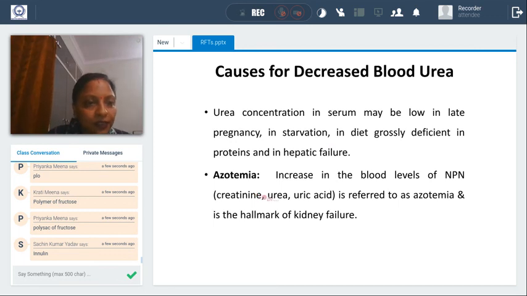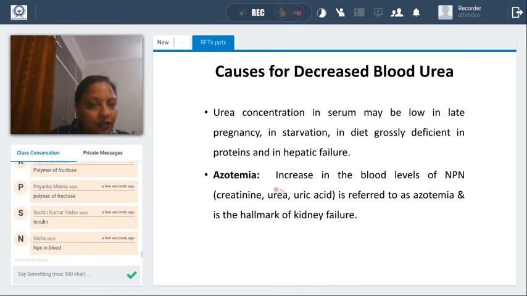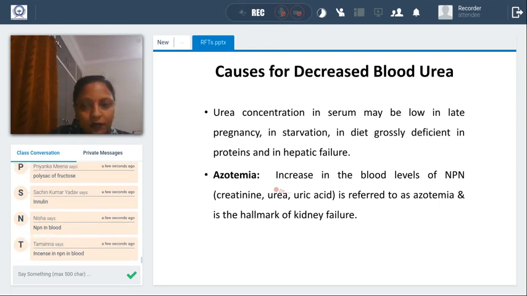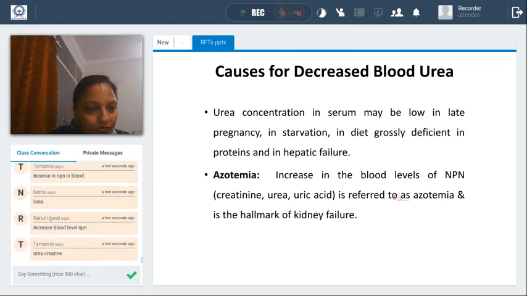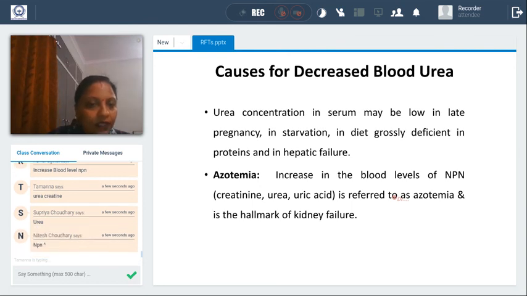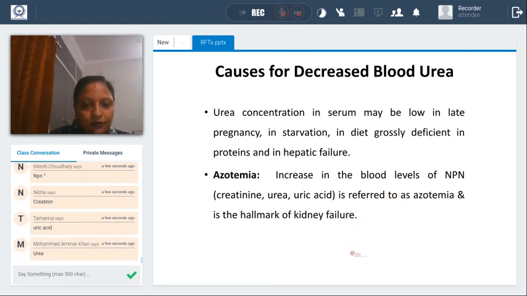What is azotemia? Azotemia is an increase in the blood level of NPN. What is azotemia? NPN includes which compounds, which substances? Creatinine, urea, and uric acid.